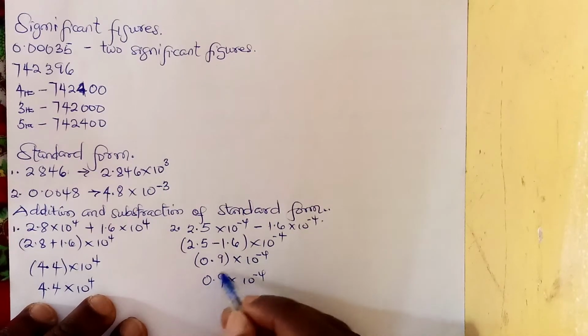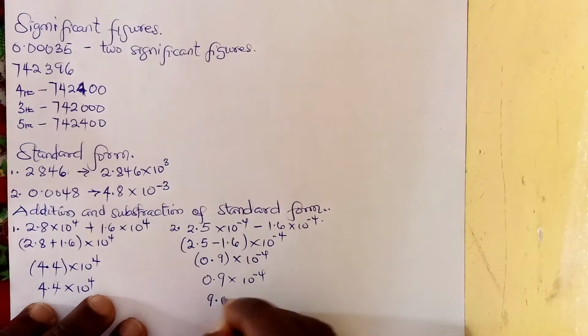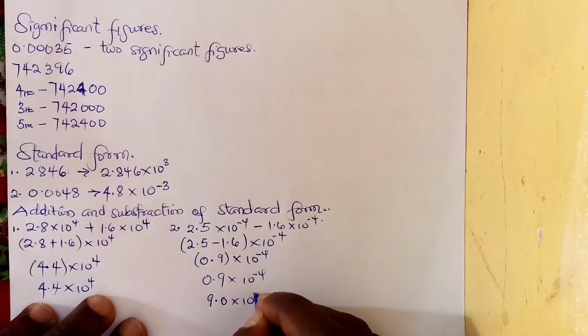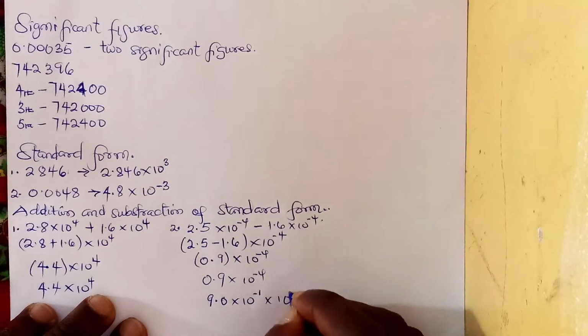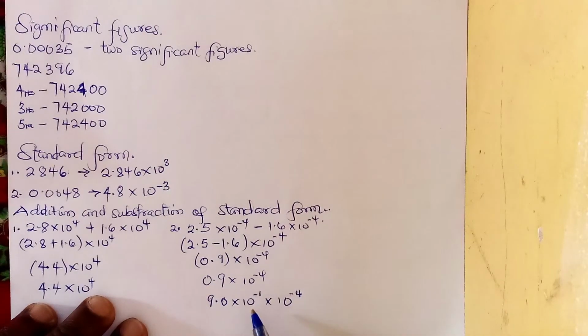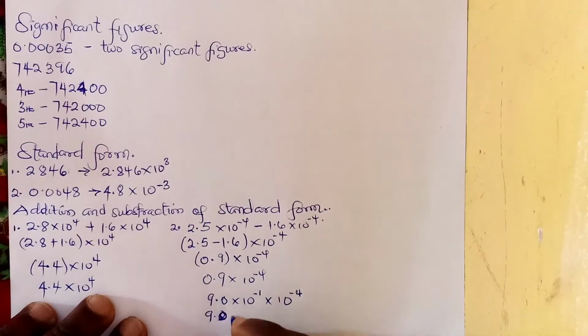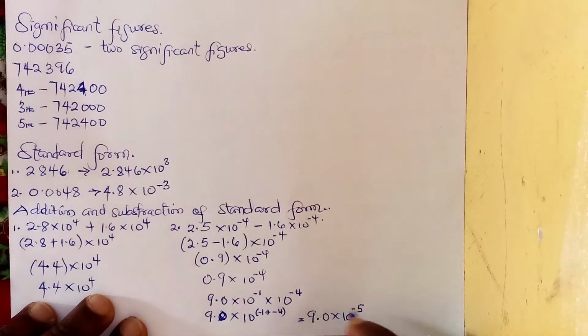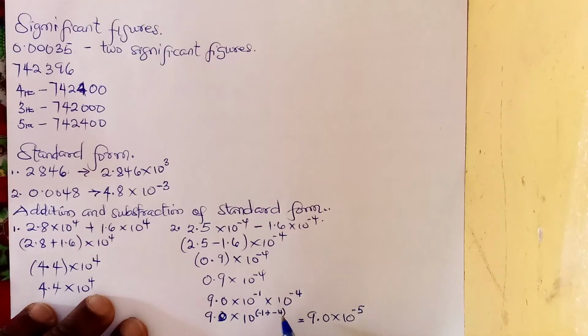So the first non-zero is 9. So remove the decimal place to the right. So we have 9.0 times 10 raised to the power 1, times 10 raised to the power minus 4. When numbers with the same base have different exponents and they are multiplying, what we do is we add the exponents. So we have 9.0 times 10 raised to the power minus 1 plus minus 4. Our final answer is 9.0 times 10 raised to the power minus 5, since minus 1 plus minus 4 yields minus 5.